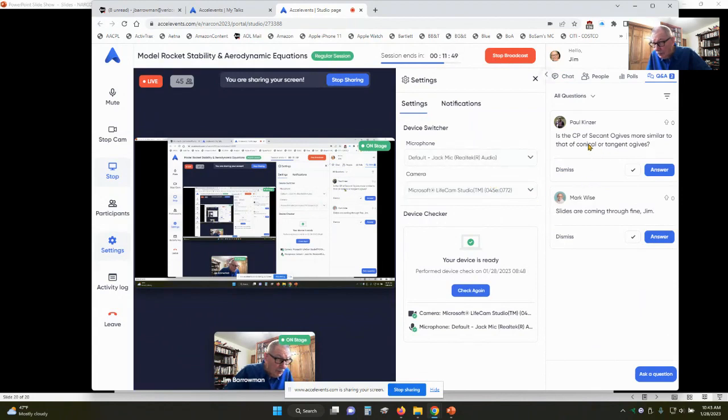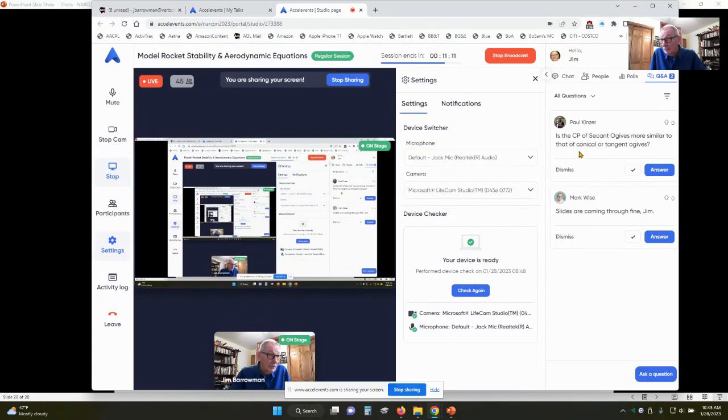I got a question from Paul Kinzer. Is the CP of secant ogives more similar to that of conical or tangent ogives? I would use the more conservative of those two, which I think is the tangent ogive. Secant ogive doesn't flow smoothly into the cylindrical section of the rocket. So it's okay, but it's not something that I would tend to use, frankly. I would go with a regular ogive.